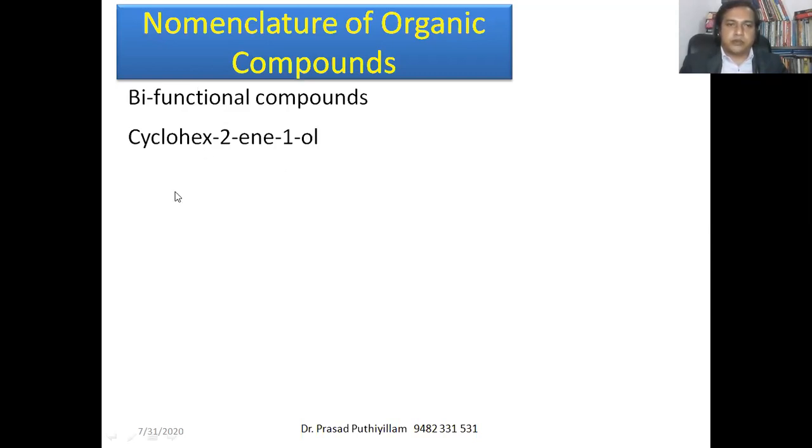Cyclohexane. Okay, so first we'll consider the hex, which means 6. That is 6 carbon atoms, and it is in a cyclic structure. So again, first we start with the 6-membered ring. Now, hex-2-en-1-ol.